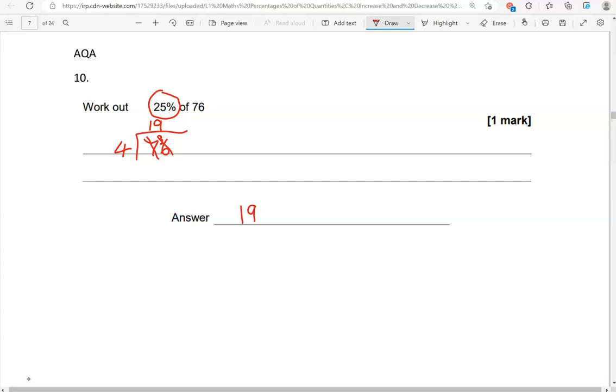And how can you check that you've done this correctly? If you multiply 19 by 4, does it give you 76? And it does.